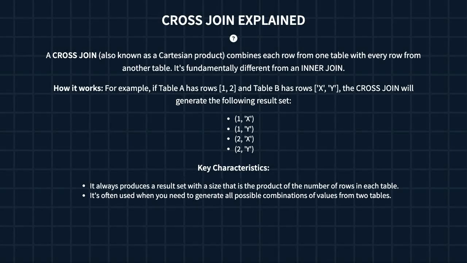Okay, let's talk about cross joins. Think of it as a way to create every possible pairing between rows in two different tables. It's like multiplying the number of rows in each table, so if you have 10 rows in one table and 5 in another, you'll get 50 rows back. It's not something you use all the time, but it comes up when you specifically need to generate every combination. For example, creating a report showing all possible combinations of products and customers.